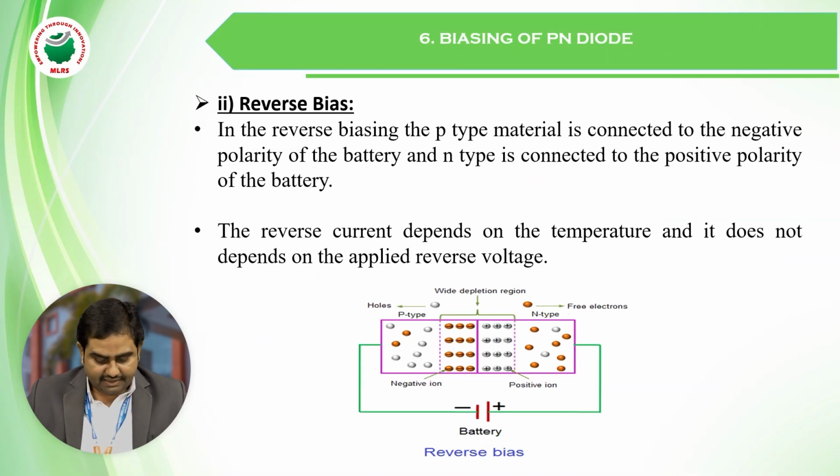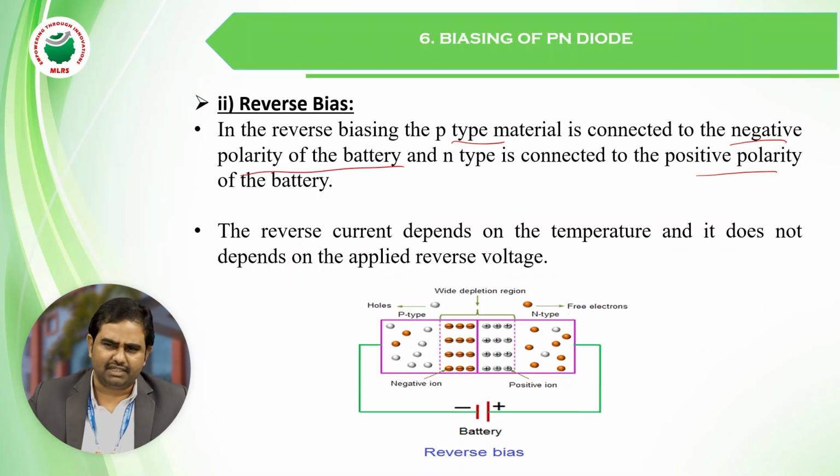So coming to the reverse bias, in the reverse bias the connection is opposite to the forward bias. Here p-type material is connected to the negative polarity. In forward bias, what did we do? We connected p-type material to the positive polarity of the battery. Here in reverse bias, we are connecting p-type material to the negative polarity of the battery, and n-type is connected to the positive polarity of the battery. In forward bias, n-type material was connected to the negative polarity of the battery. So reverse bias is nothing but changing the polarities of the battery. Whatever we connected in forward bias, we are connecting exactly opposite.